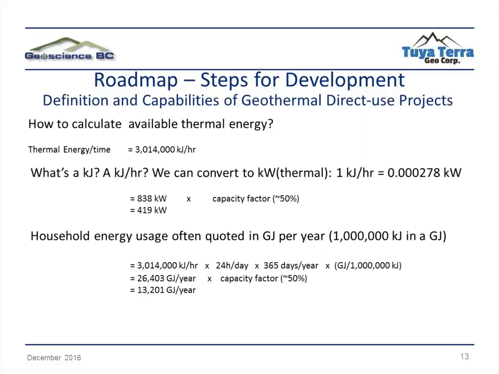So again, what's a kilojoule? What is a kilojoule per hour? We can convert that to a more often used energy unit, which is kilowatt thermal. And so you've got approximately 3 million kilojoules per hour, and then you're converting it to kilowatt thermal, you get approximately 800 kilowatts. And let's say in this case, the capacity factor is about 50%.